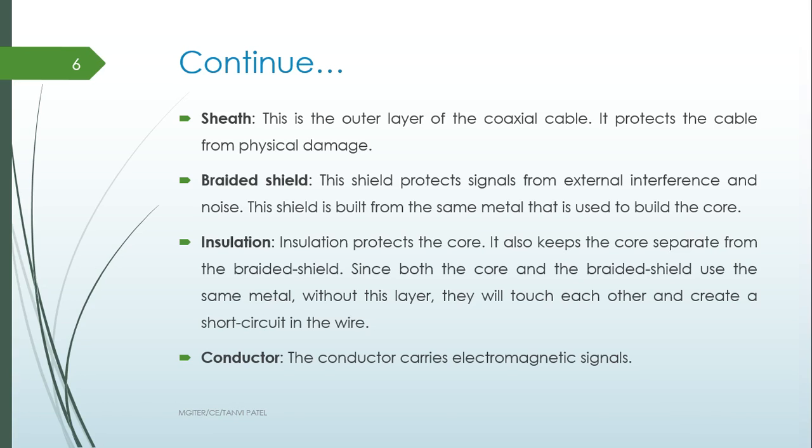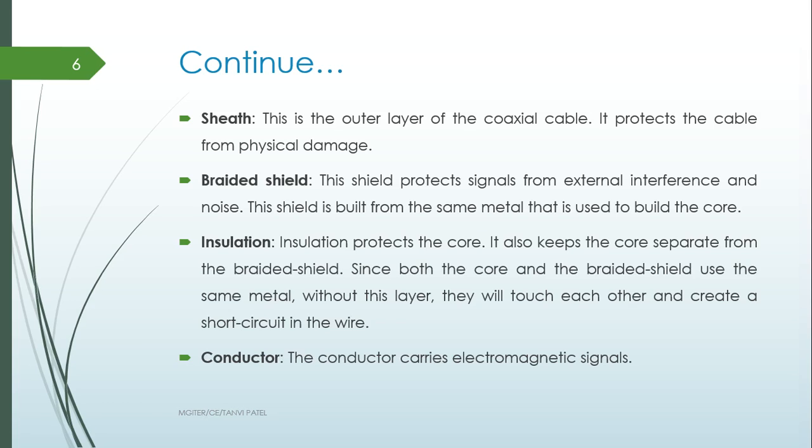So first is sheath. This is the outer layer of the coaxial cable. It protects the cable from physical damage. That is the outer cover of the coaxial cable, that is sheath. Next is braided shield. This shield protects signals from external interference and noise. This shield is built from the same metal that is used to build the core.